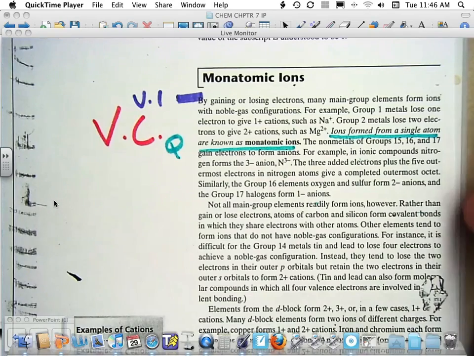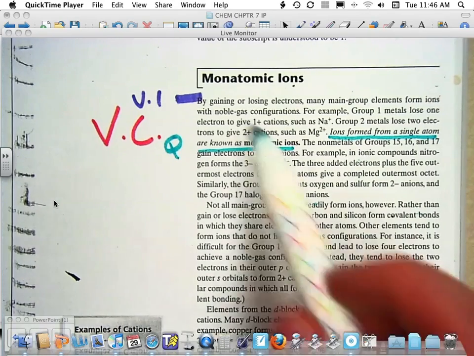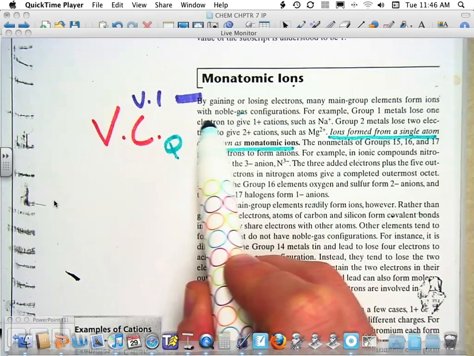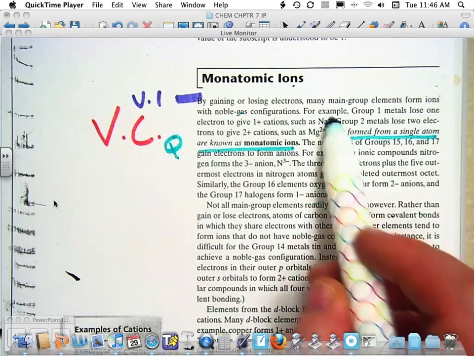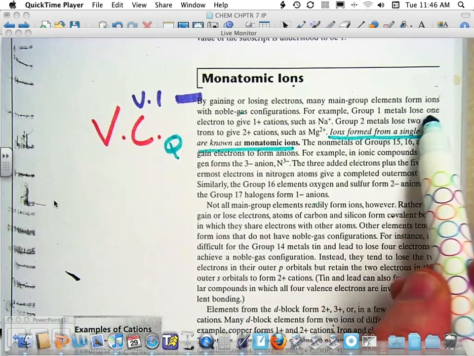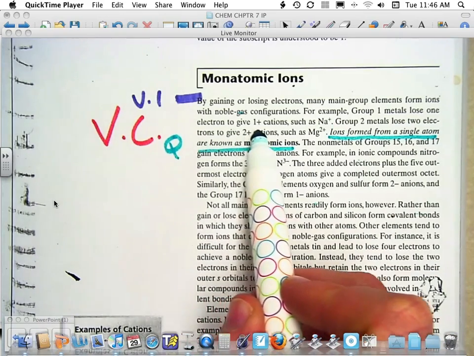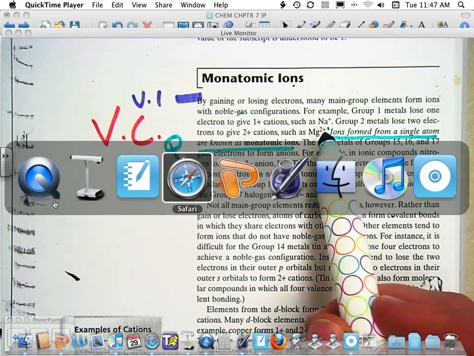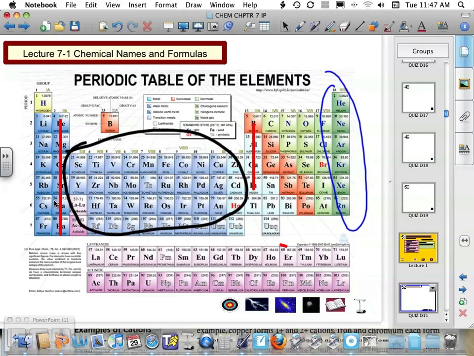Alright class, video number 2, monoatomic ions. By gaining or losing electrons, many main group elements form ions with noble gas configurations. For example, group 1 metals lose 1 electron to give 1+ cations, such as sodium. Take a minute and let's go over to the periodic table and check it out.